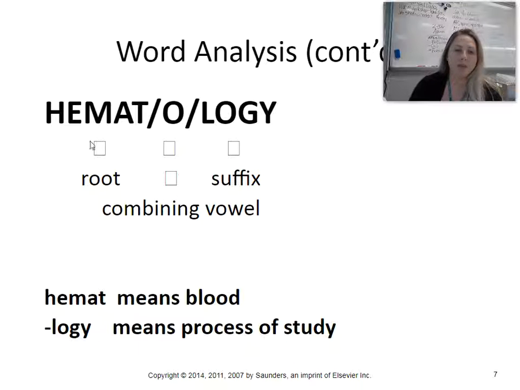All right, then we have hemat or hemato. That means blood. Hemat means blood. The O is a combining vowel. Now when you combine a root word with a combining vowel, that is called a combining form. So a combining form is a root word combined with a combining vowel. So hemato would be the combining form.